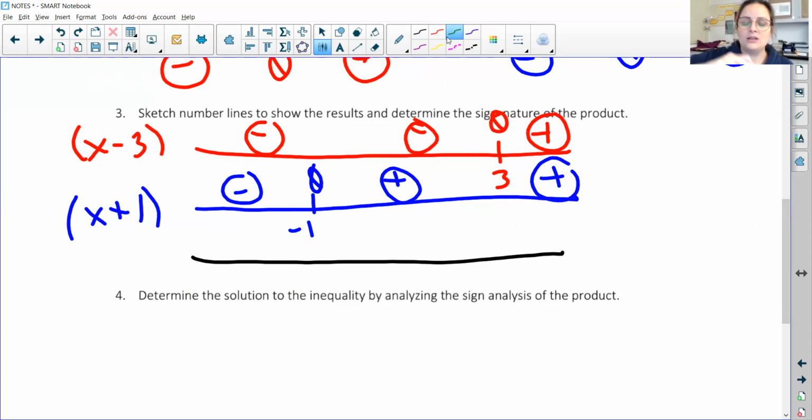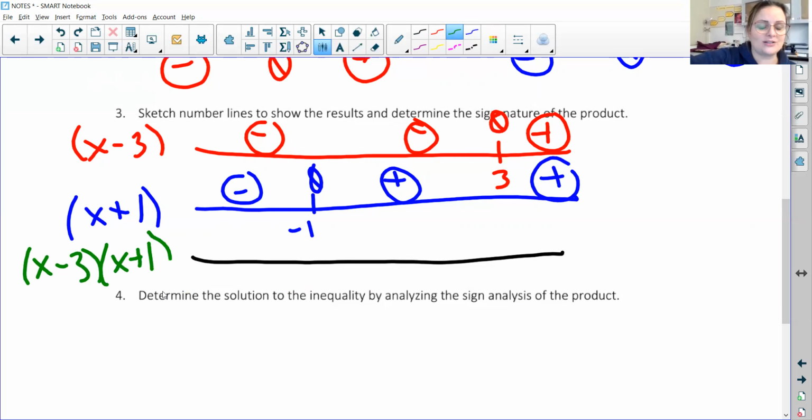Okay. So now we're going to put those together because we have this factor times this factor. That's what factors are. They're being multiplied together. And we have these two important points, -1 and 3. So looking at this, if the first factor, x minus 3, is negative, and the second factor, x plus 1, is also negative, a negative times a negative is a positive.